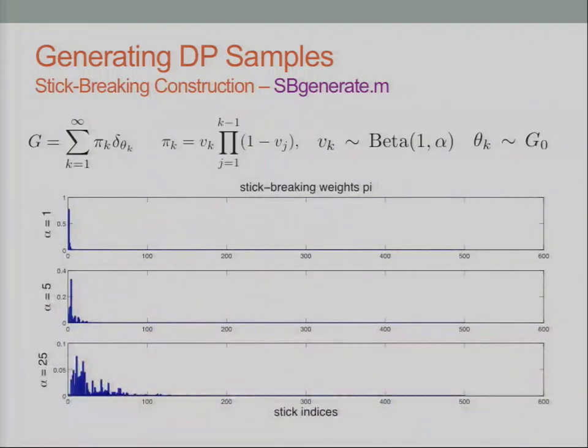You can say it also, the reason why it does that is it controls the distribution of these pi k's. So if alpha is small, then the pi k's will decrease much faster, and only a small number of them are going to have significant values. Whereas if alpha is larger, then more and more sticks will have significant mass compared to others. But there will be still infinitely many of them with infinitesimal mass. So these are examples from alpha equals 1, alpha equals 5, alpha equals 25, and so on.